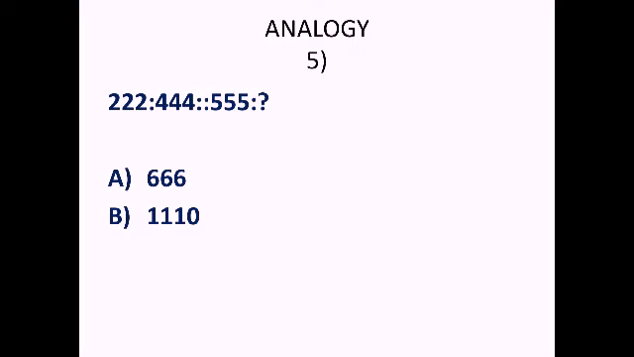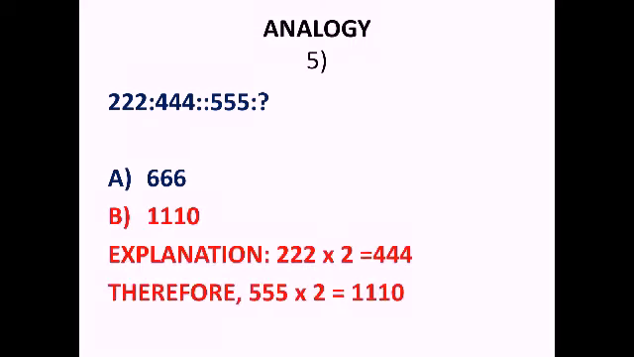So your options are A 666 and B 1110. Let us look for the explanation. Look here. What does the explanation say? The relationship between 222 and 444 is if we multiply 222 by 2, that will give you 444. So, which number will you find when you multiply 555 by 2? You will get 1110. Therefore, your answer is option B.